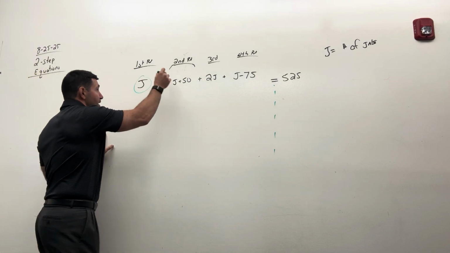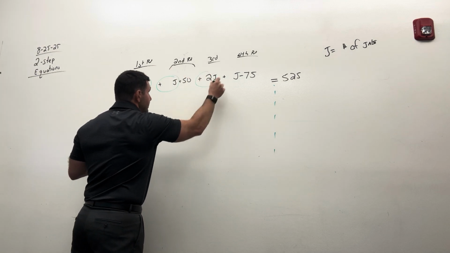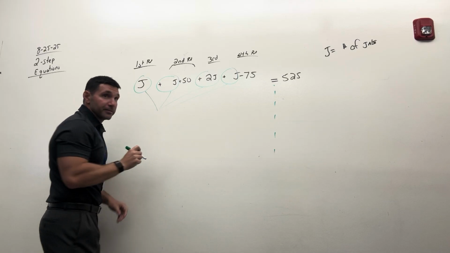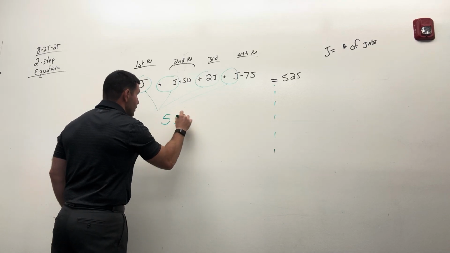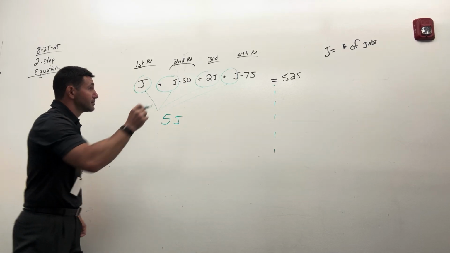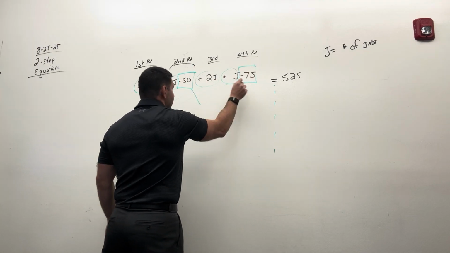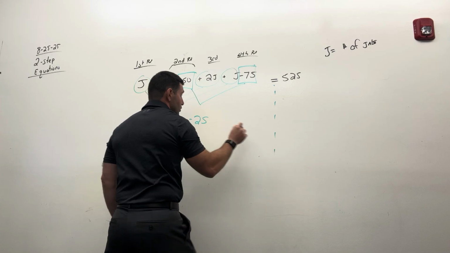So I have this J plus this J plus these J's plus this J. 1, 2, 3, 4, 5. 5 J's. Then 50 minus 75, which is negative 25.